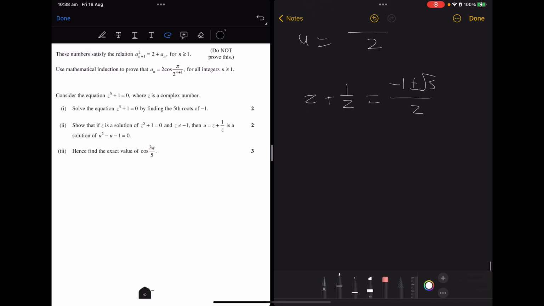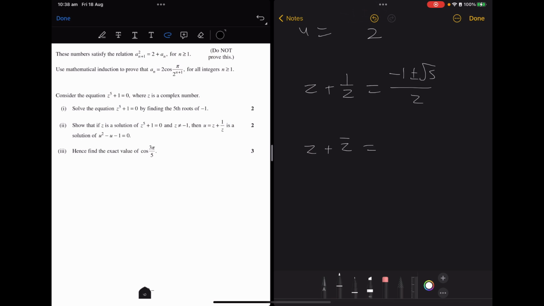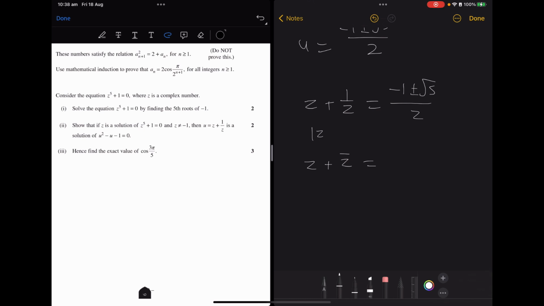Now here's the cool trick. We know that 1 over z is just its conjugate, if you remember. This is because the absolute value of z equals 1, so the modulus is also 1. Therefore, when you put 1 over itself, you just have the conjugate. So z plus 1 over z is z plus its conjugate, so we have 2 times the real part of z.